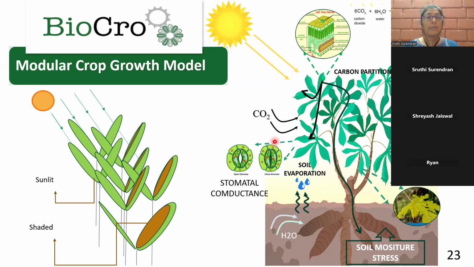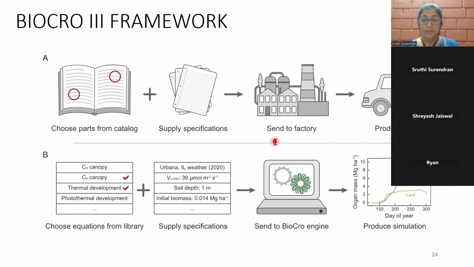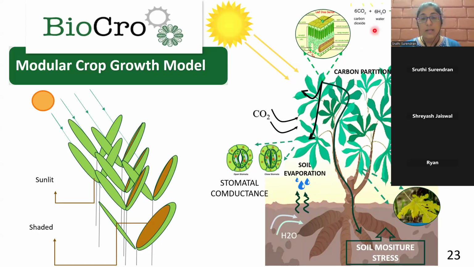Now, BioCro is a modular crop growth model. What do we mean by a modular crop growth model? We talked about all of these processes, and all of these processes are represented by a bunch of equations. We know the FvCB equations represent the photosynthetic rate. There is another set of equations called the Ball-Berry equation, which represents the stomatal conductance. Then there is the Penman-Monteith equation, which represents the transpiration.